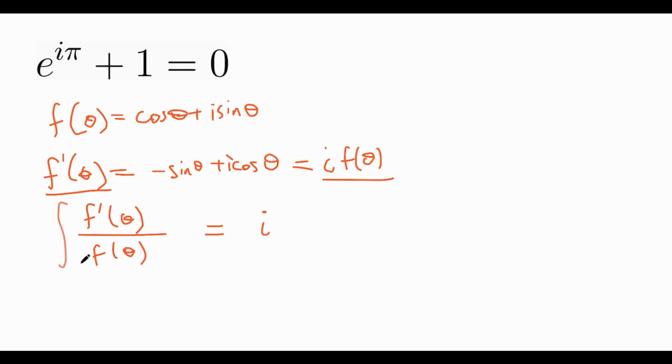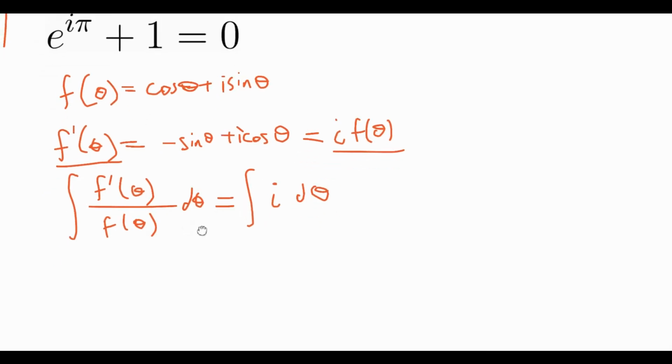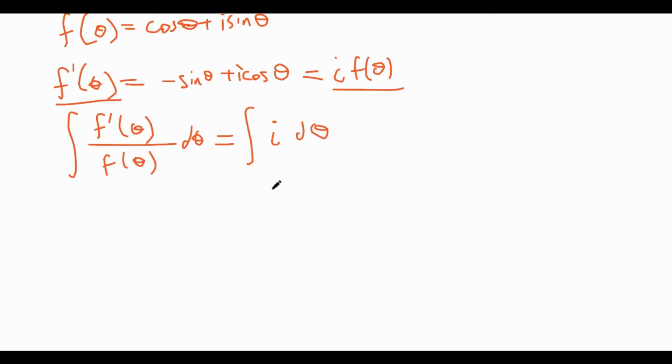So let's integrate both sides with respect to theta. The integral of f prime of theta over f of theta d theta equals the integral of i d theta. The right hand side is clearly just equal to i times theta. What about the left hand side? Well, by the chain rule, we know that this thing is equal to the natural log of f of theta, and that's it. Of course, we have to add the plus c.